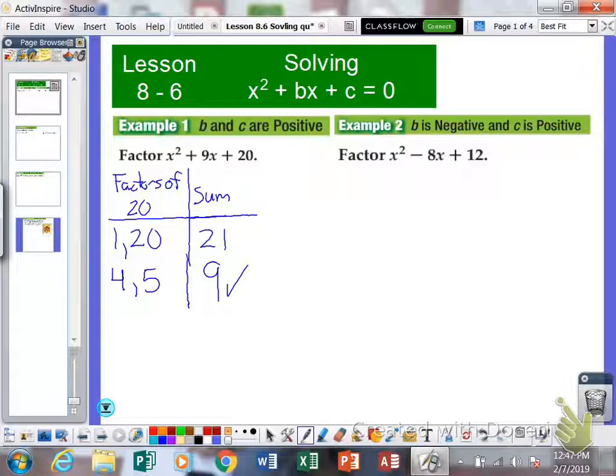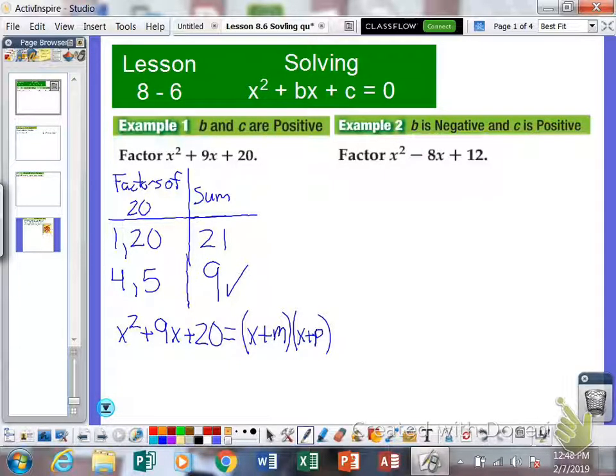So those are going to be our factors that we're going to use to factor this quadratic equation. So we have 4 and 5. This is going to be the form that we're going to follow. We have x squared plus 9x plus 20. The form that we're going to follow is going to be x plus m and x plus p.